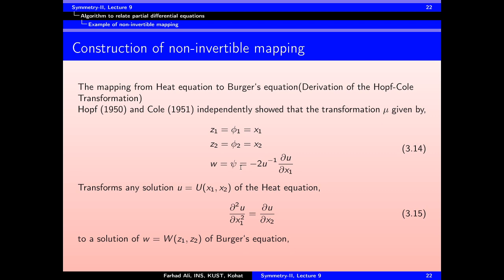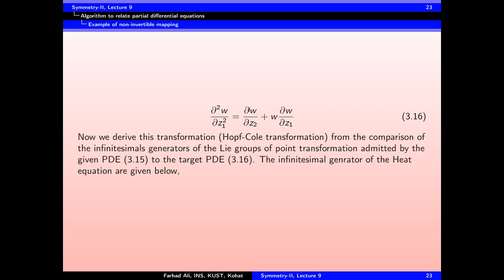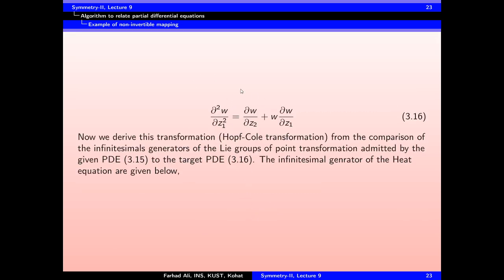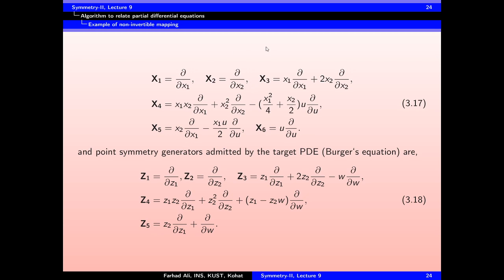How is this transformation defined? So we take the heat equation, which is given in 3.15, and the Burgers equation, which is given in 3.16, and find the Lie symmetries of the heat equation and the Burgers equation. So let's see their symmetries. These are the symmetries of the heat equation, 3.17. This system contains all the symmetry generators admitted by the heat equation. These are 6 in number, while the Burgers equation admits 5 Lie symmetries.